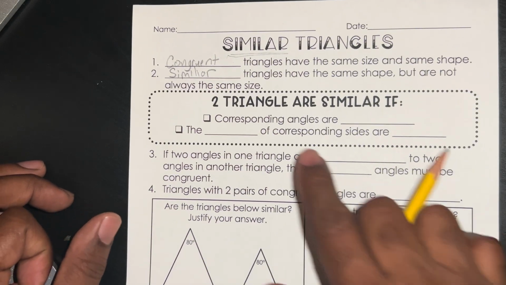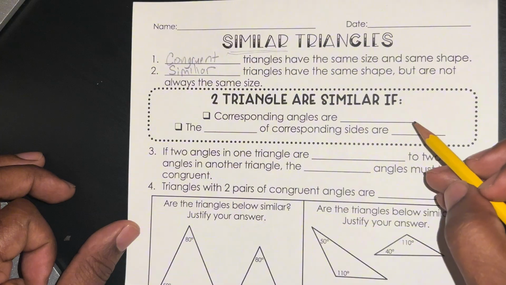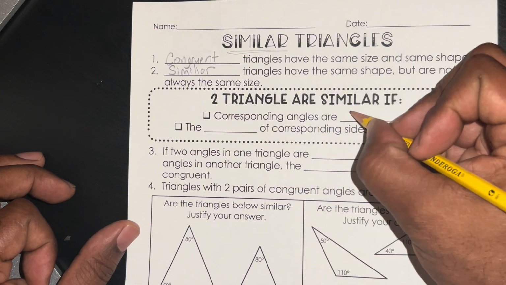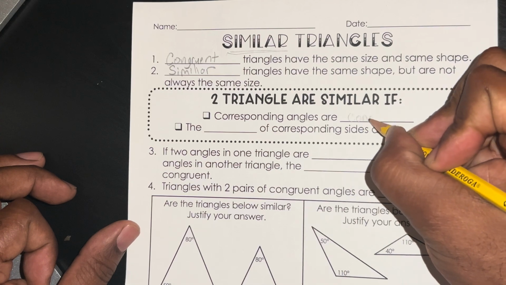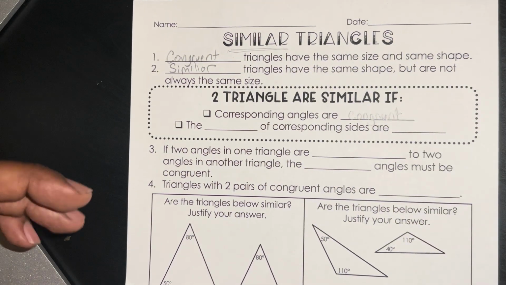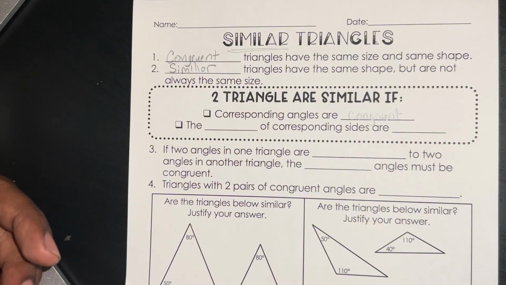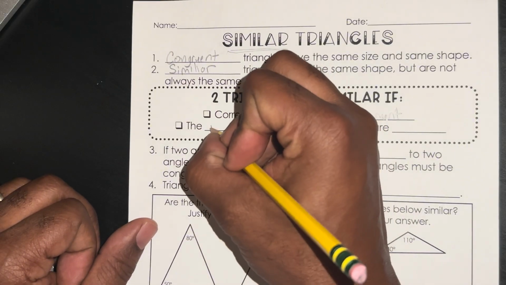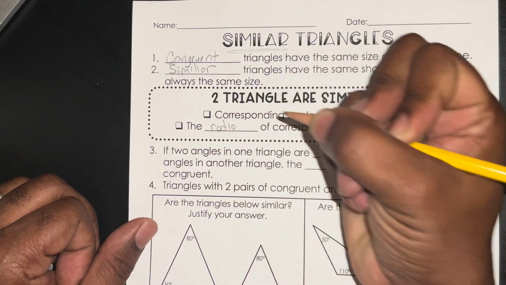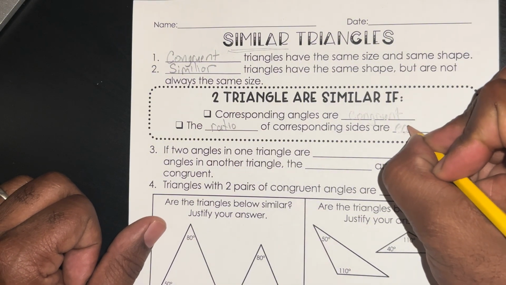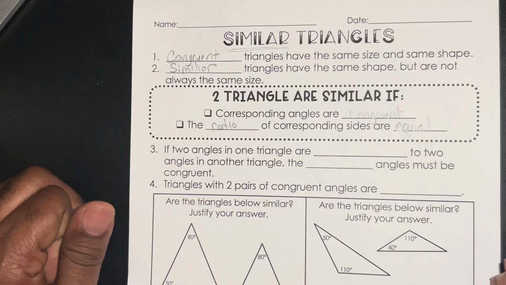Here it says two triangles are similar if corresponding angles are congruent. So basically, when we see a triangle, there's going to be two matching angles. If they are the same degrees or measurements, they're congruent. And they're also similar if the ratio of the corresponding sides are equal. We're talking about ratios a little bit.